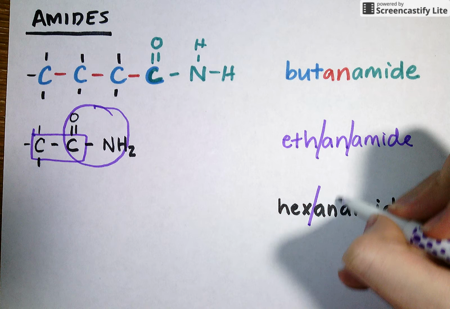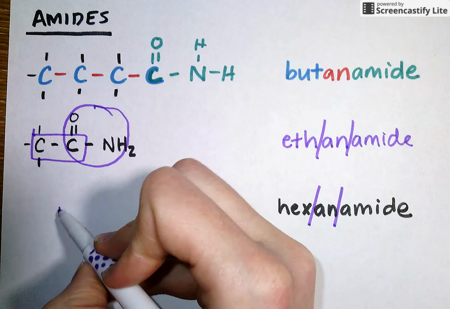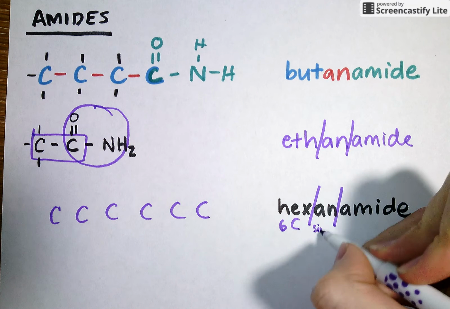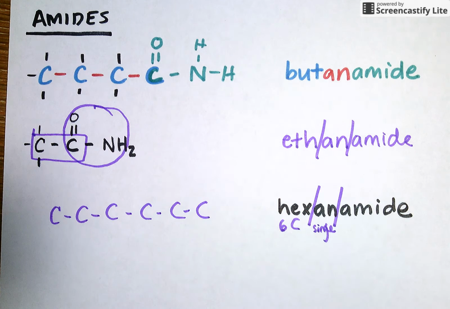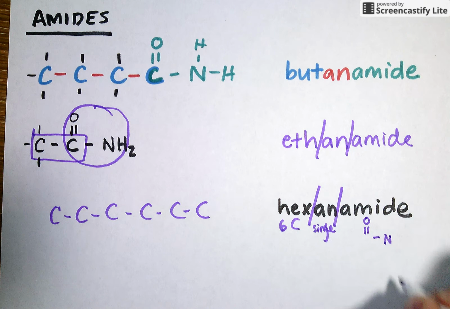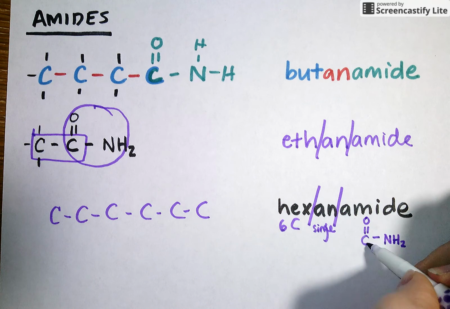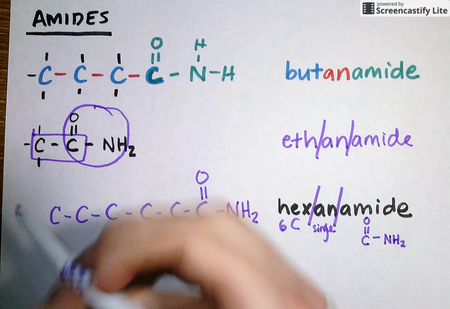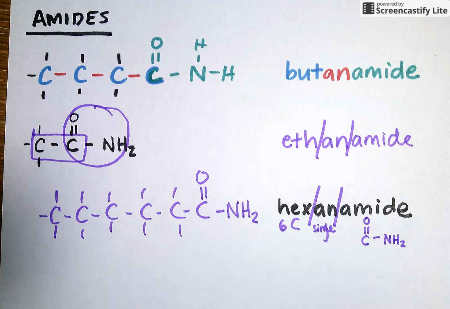So let's break down one more name. I see hex, I see an, and I see amide. So let's draw all those pieces. Hex tells me 6 carbons. An tells me connect them with single bonds. Amide tells me on my last carbon, make sure you stick on the O, the N, and keep that N happy by putting 2 H's at the end of it. So on my final carbon, I should see that functional group. If you fill in the rest of the molecule with hydrogen, you're going to have been able to draw hexanamide. Hopefully breaking down the names and structures in this way will help you name these terminal carbon functional groups.